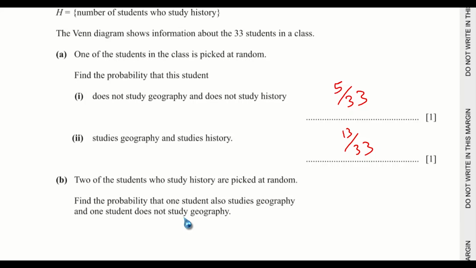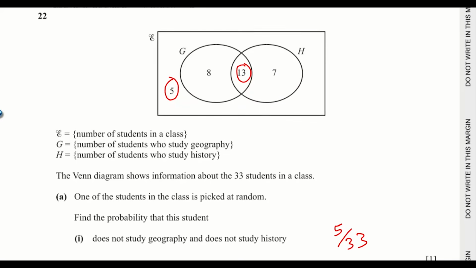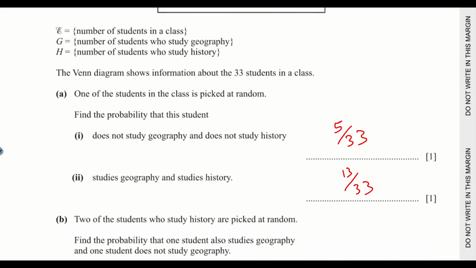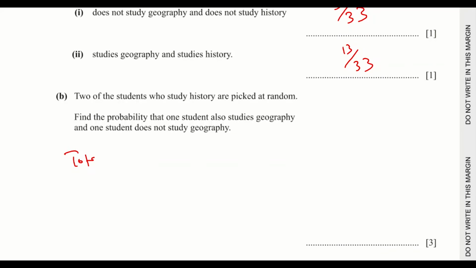So in this case, you have to focus. 2 of the students who study history are picked at random. That means we are dealing with history, and if you look at history here, the total is 20, that is 7 add 13. This is the circle of history, so the total is 13 add 7, which equals 20. That is where we are picking from.